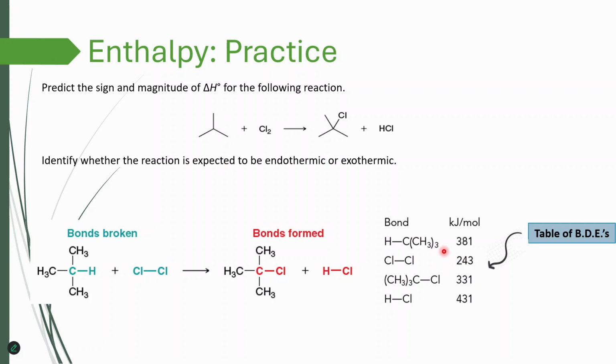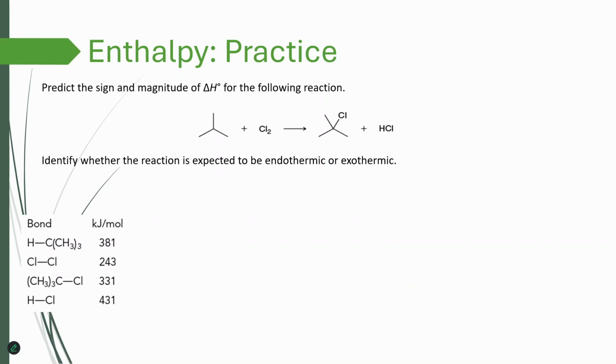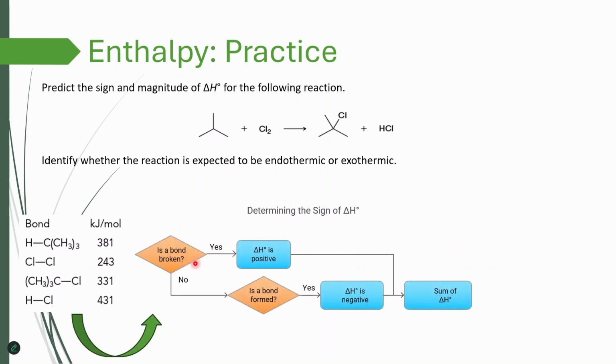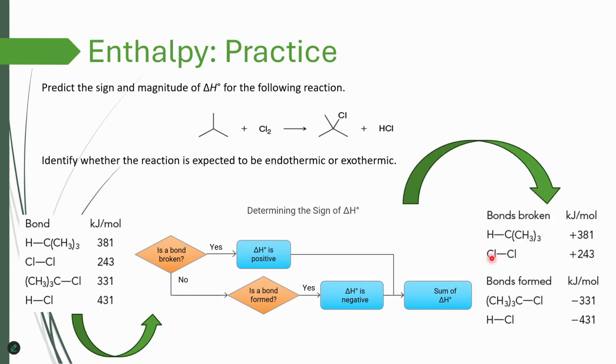Now we have identified which bonds are broken, which bonds are formed, and we have the associated values with them. Now we can continue. We are taking those values and we have this kind of procedure. Is a bond broken? If yes, delta H is positive, so we basically copy and paste the values here from the BDE values. And if the bond is formed, then the delta H is negative. We are going to take the negative of the value we are seeing here and we sum them up. That's it.